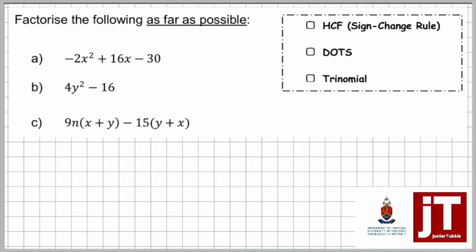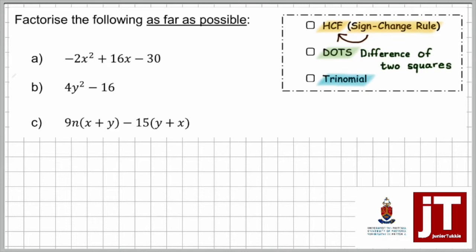Now, just a quick reminder of all of the techniques that you have learned about so far. Firstly, you know that you always start off by identifying a highest common factor, if there is one. Sometimes you may first need to change a sign by using the sign change rule, after which you may then be able to remove a highest common factor. You should also be familiar with dots, which is short for the difference of two squares. And lastly, you should be able to identify trinomials and factorize trinomials using the different methods that I've taught you in the previous videos.